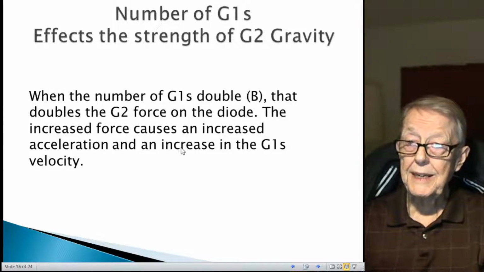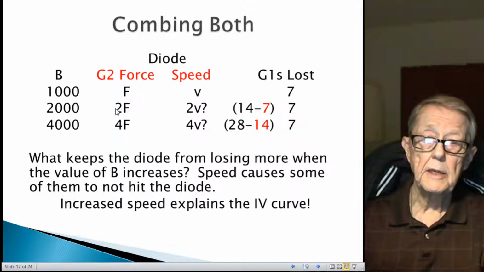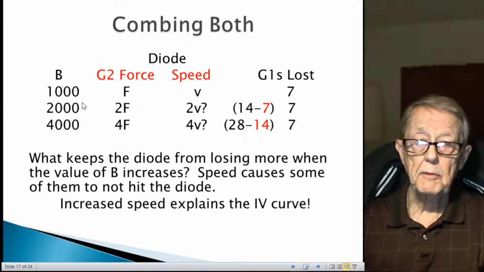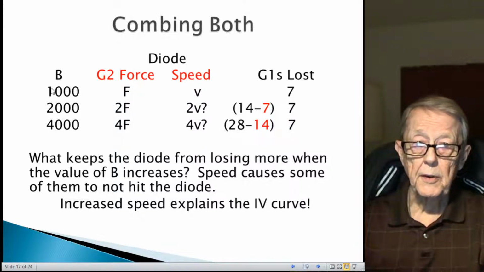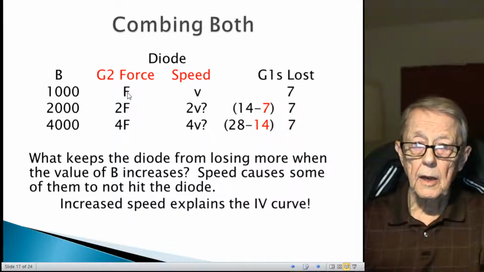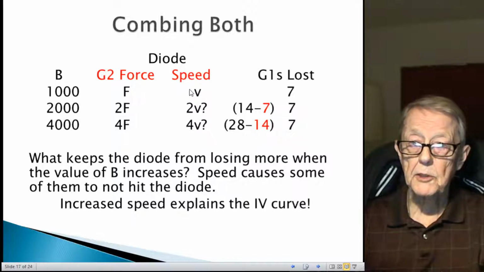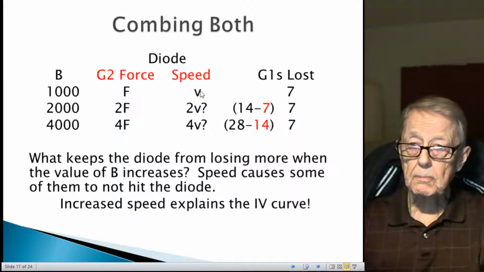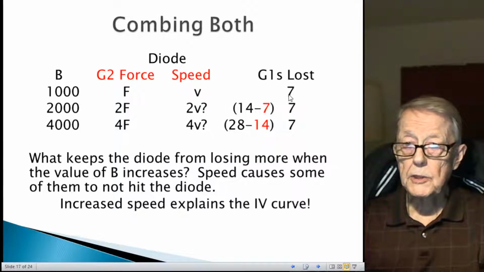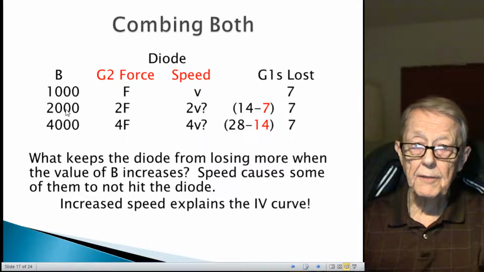So speed is enhanced by the fact that G2 gravity increases. This is basically the same chart I just had before, where we start with a nominal number of G1s flowing into the diode. It sets up a force that causes it to speed up to some value, and it loses 7.